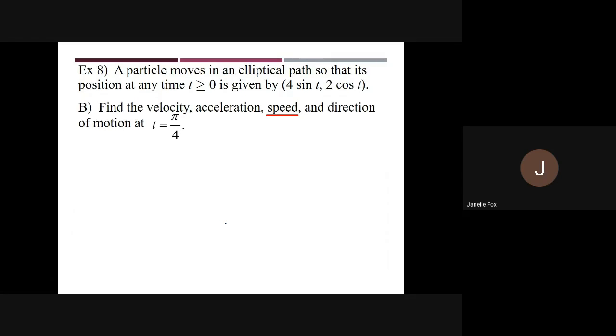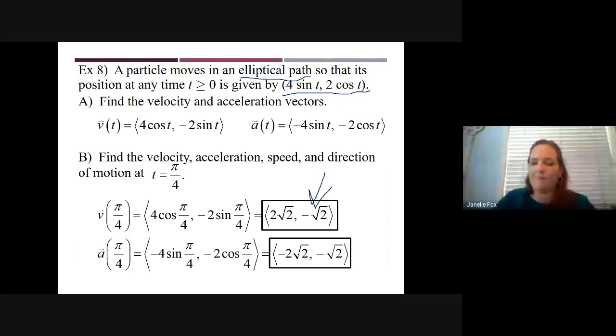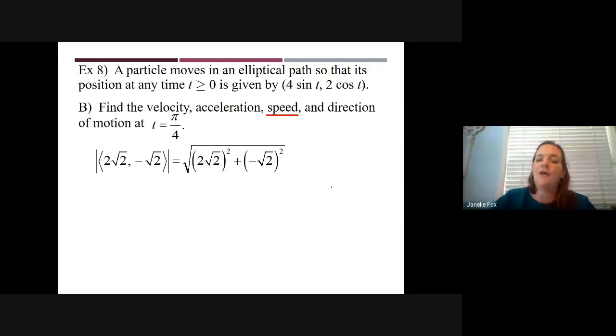So the speed, remember, speed is not a vector. It is a scalar quantity. So it's the magnitude of the velocity vector. I'm going to take these numbers from the velocity vector, 2 rad 2 and negative rad 2, and plug them into the Pythagorean theorem. I'm going to square them and add them. That gets me 4 times 2, which is 8, and 2. 8 plus 2 is 10. So rad 10 is the speed.